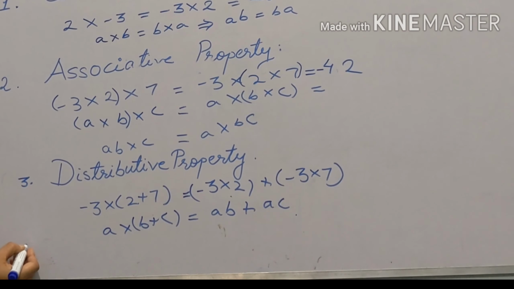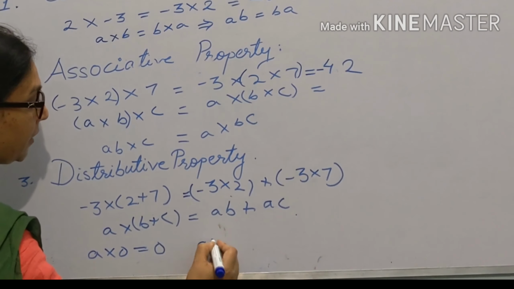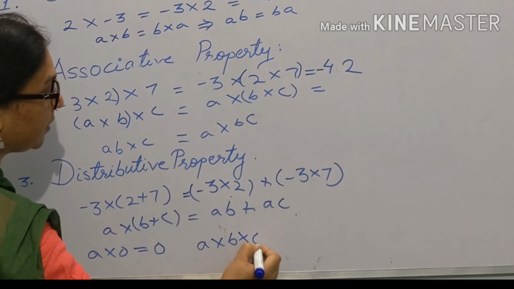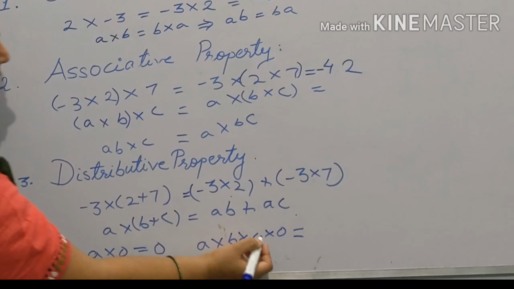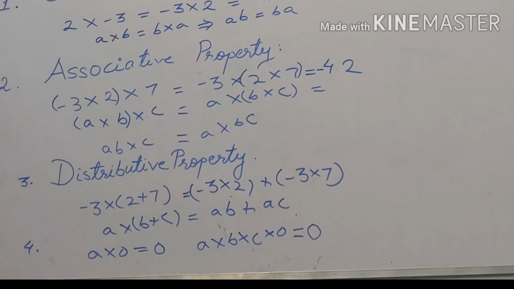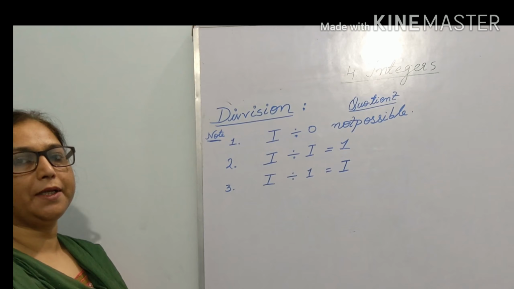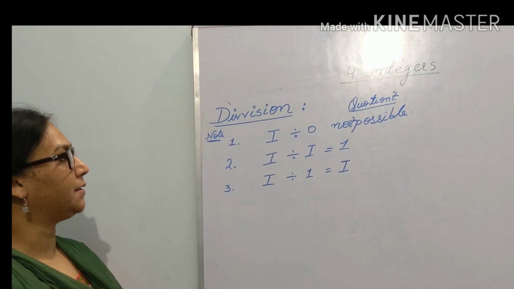Fourth property, multiplication by 0. Whenever you multiply any integer by 0, the product is 0. Or if you take a chain of multiplication of many integers and if one multiplier is 0, no need to multiply directly, the product is 0. Then our next topic is division of integers.